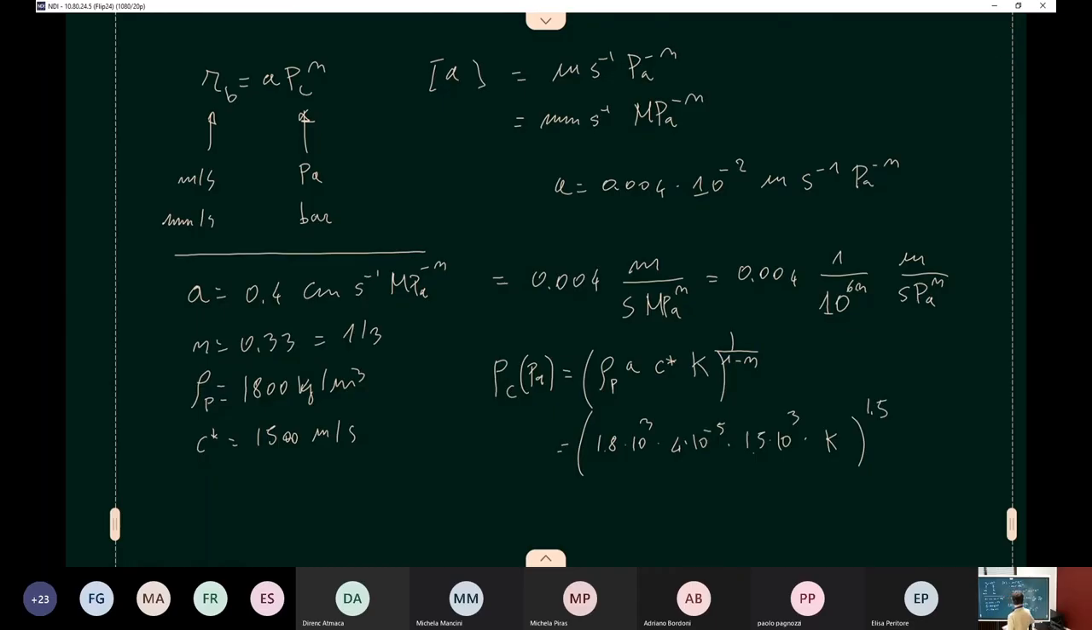So here, 3 plus 3 is 6, minus 5 is 1, so we have 4 over 1.5 equals 6. So we have 6 over 1.8. That means 10.8. So it should be this, and this is equal to PC. So for instance, if you would like to have in this case 10 bar.